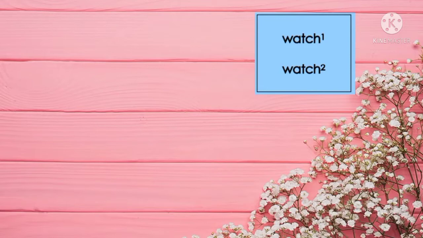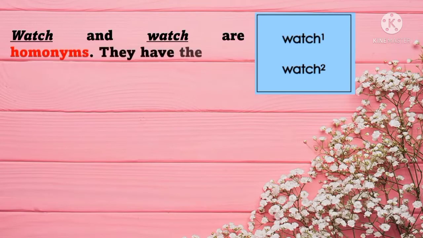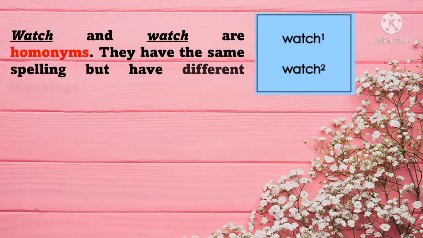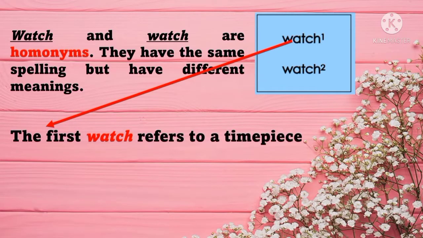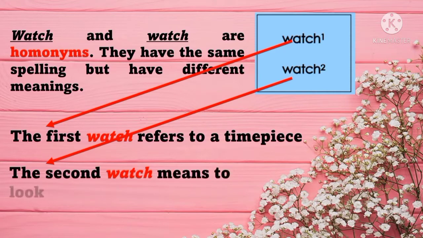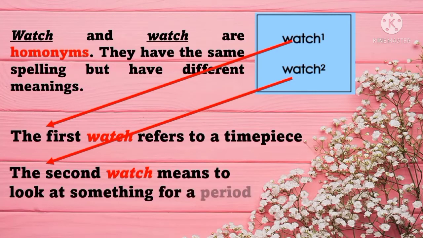Another example is watch and watch. Watch and watch are homonyms. They have the same spelling but have different meanings. The first watch refers to a timepiece. The second watch refers to looking at something for a period of time.